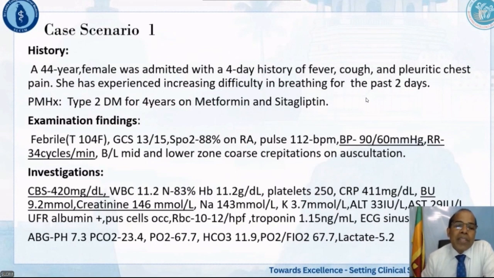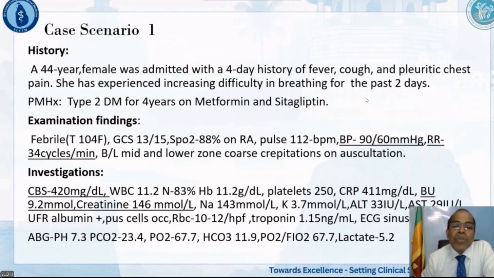She is a diagnosed patient with type 2 diabetes for 4 years on metformin and sitagliptin. Examination revealed she was febrile. GCS was 13 out of 15 and oxygen saturation was 88% on room air. Her pulse was 112, hypotensive with blood pressure 90/60, tachypneic, with bilateral mid and lower zone coarse crepitations on auscultation. Investigation revealed CBS 420 mg per deciliter.